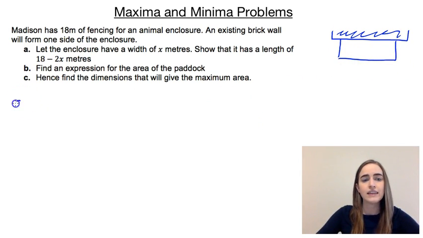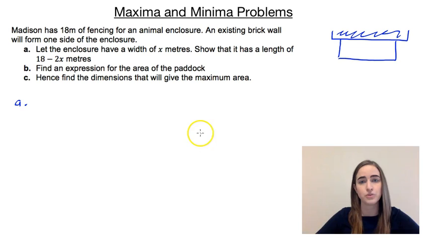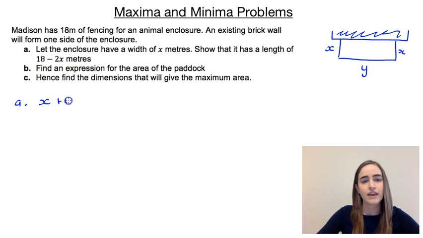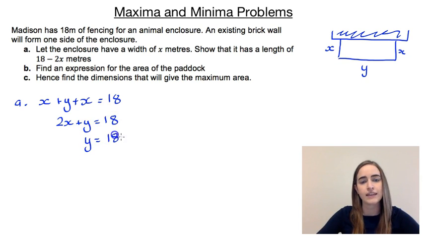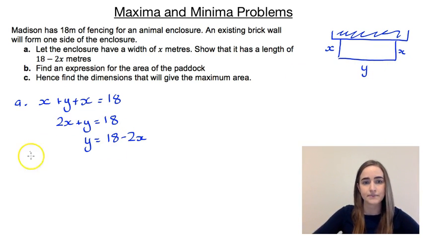So part A says let the enclosure have a width of x meters and show that it has a length of 18 minus 2x. So on our little diagram, if our width is x, that means that's x and that's x, and we want to know what the length is. For now, let's call it y. So we know that those 3 sides are going to be made up of that 18 meters of fencing. So we're going to have x plus y plus x will give us 18. If we simplify that, we'd have 2x plus y is equal to 18. And if we rearrange it, we'd have y equals 18 minus 2x. So our length is that 18 minus 2x.